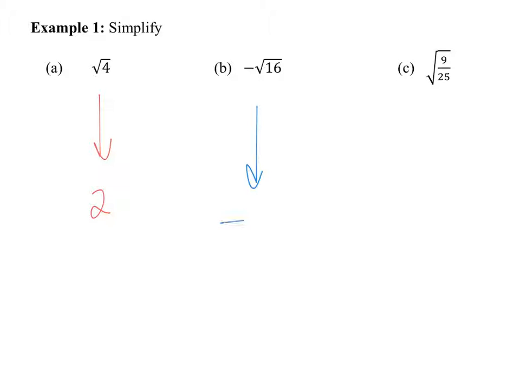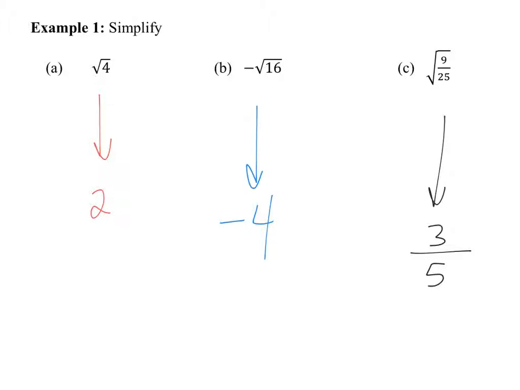Yeah. So the square root of 16 is 4, but the negative is on the outside, so we have to tack on that negative. Okay? We have to tack on the negative. This should be, like, very common sense. How about part C? Part C is another easy one. Morgan? 3/5.